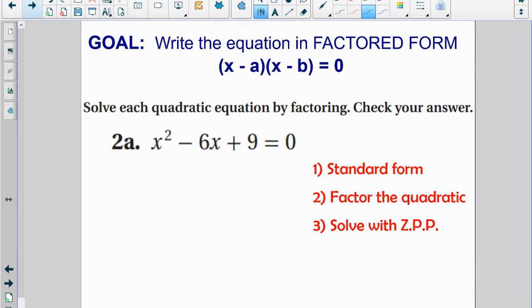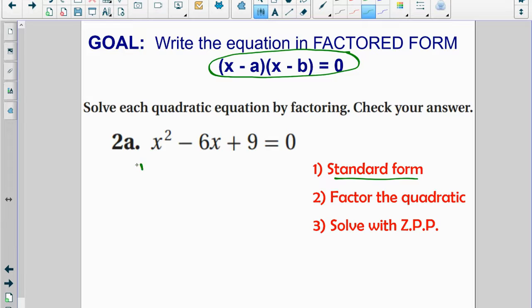All right, so let's talk about when our quadratic is not in factored form. Because our goal up above says, let's get it to factored form so we can use the ZPP, the zero product property. So when we have an equation like this example, the first thing we want to do is try to get it to standard form if it isn't already.